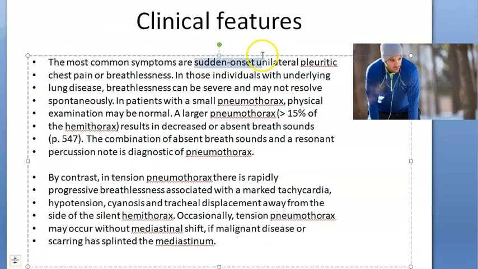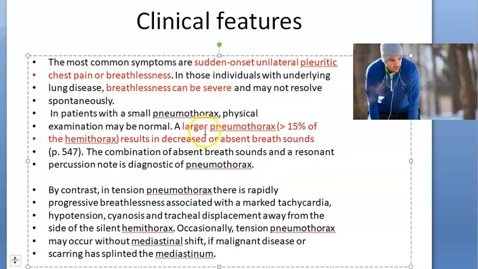Sudden onset, one-sided pleuritic chest pain or breathlessness. Okay, if they have underlying lung disease, the breathlessness will be severe, obviously. They have other issues, and because they have an underlying lung disease, this issue does not resolve spontaneously. Now what you do, you will put your stethoscope and hear the breath sounds. If it is a large pneumothorax, what will happen? You will not be able to hear breath sounds. There can be decreased or absent breath sounds, right?